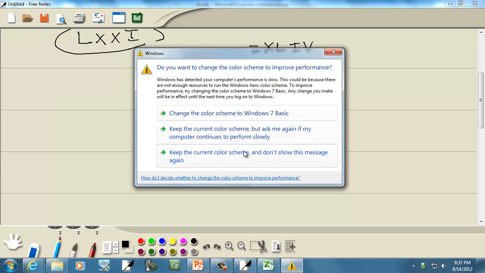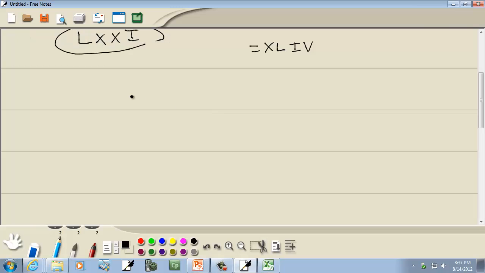Let's see. Do you want changes to improve performance? This could be because there's not enough resources. I'm going to change it to Windows 7 Basic. Hopefully it doesn't screw it up. There it goes. Probably means I'm getting close to running out of memory, which is good. I'm just about done. Basic.